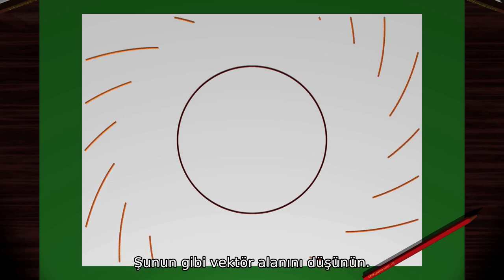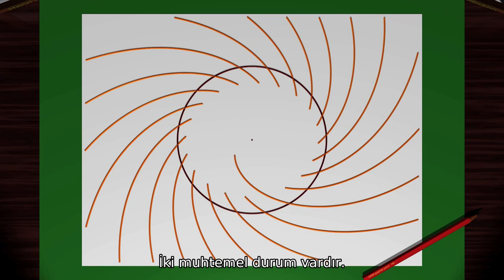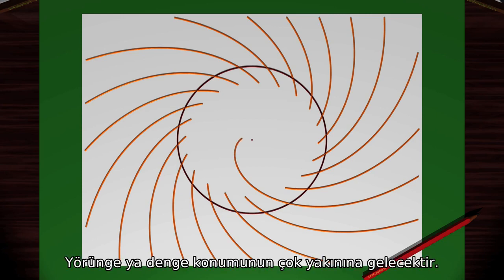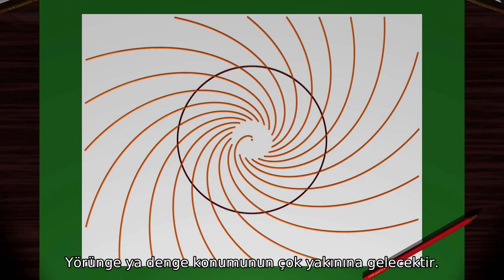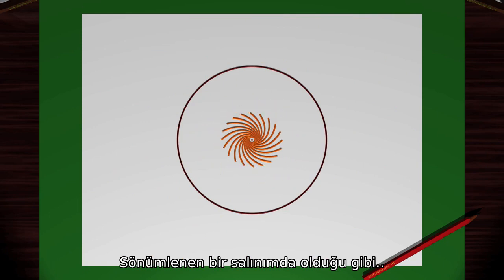Imagine a vector field that looks like this. In fact, we don't know the vector field everywhere, but we know how it behaves close to this circle. Take a trajectory that enters the disk. Where can it go? Well, the Poincaré-Bendixson theorem says there are two possible cases. The trajectory will either get very close to an equilibrium position, as we see here. This is what we saw for the damped pendulum. Or it must approach a limit cycle.